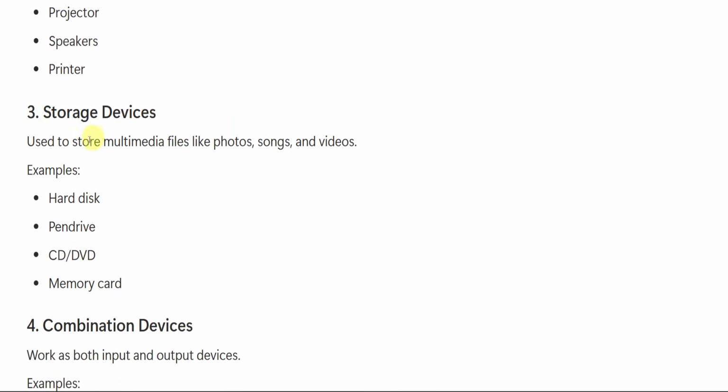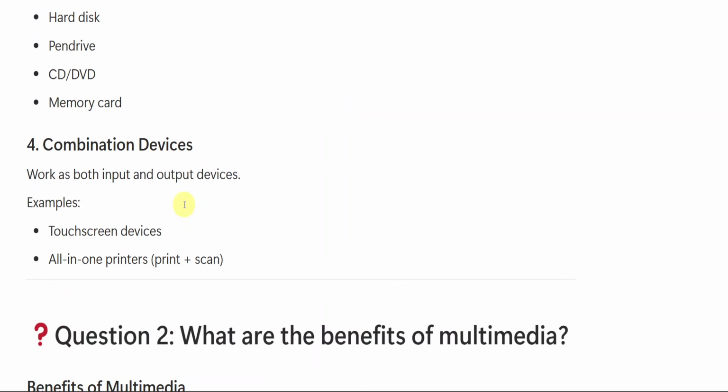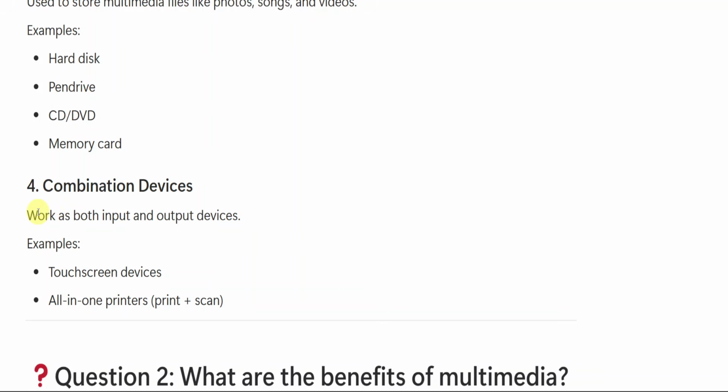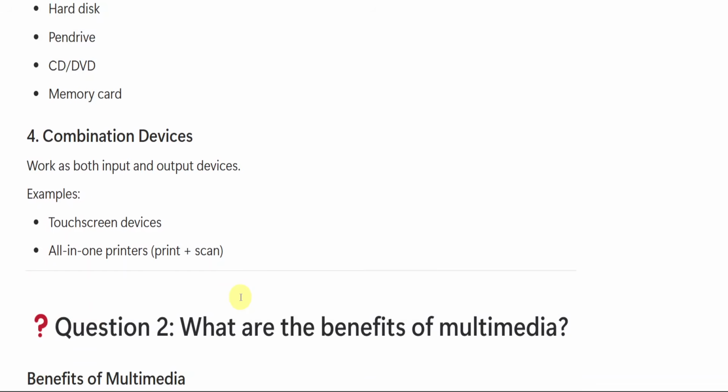Storage devices, already we have seen that these are the devices which are used to store the multimedia files like photos, songs, videos and all. Examples you can see on the screen. Combination devices, means they will work both on input and output devices like touch screen devices, all in one printers, like printing and also scanning will be done at the same time.